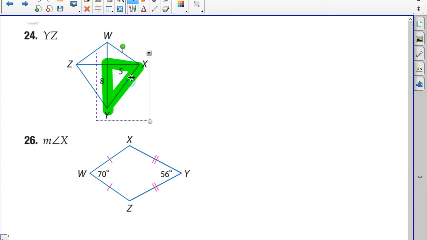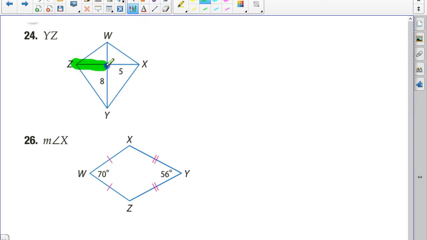And, whoops, I did it the wrong side, didn't I? I'm looking for YZ. Doesn't really matter, it's the same thing. Here's one leg of the right triangle. This is the other leg, and then YZ is the hypotenuse.